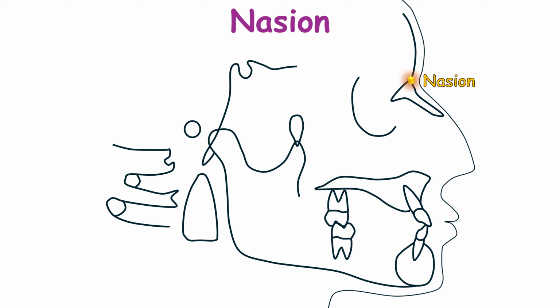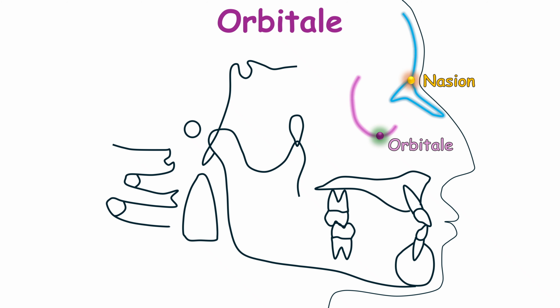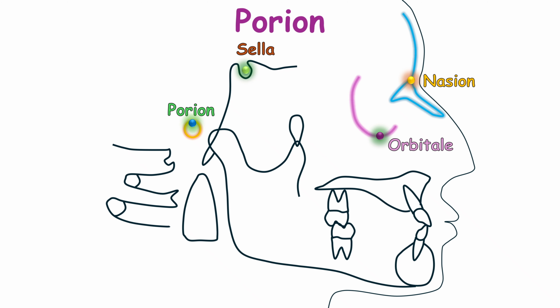Nasion is the most anterior point between frontal and nasal bones on the frontonasal suture. Orbitale is the lowest point on the inferior bony margin of orbit. Sella. Sella represents the midpoint of pituitary fossa or sella turcica. Porion. Porion is the highest bony point on the upper margin of external auditory meatus.